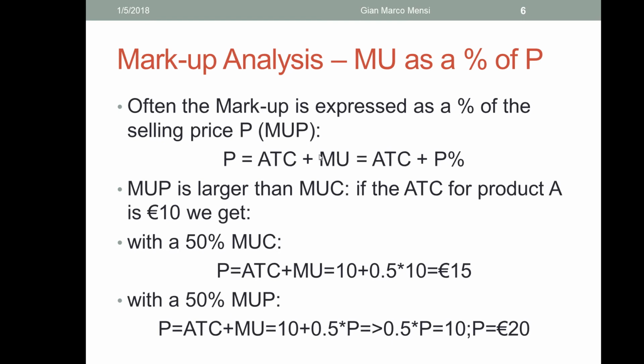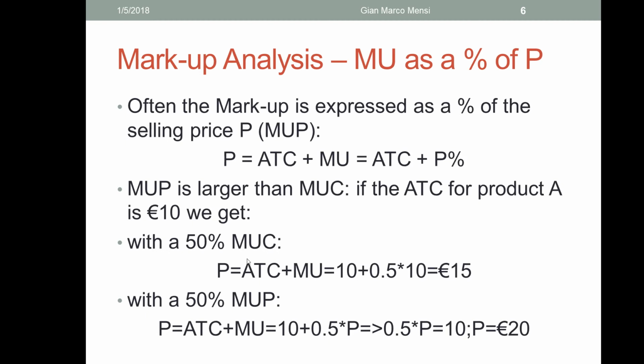Well, often it is expressed as a percentage of selling price, especially in commercial enterprises. What we have here is that price is equal to the markup plus the average total cost, but the markup is not expressed as a percentage of the average total cost, but as a percentage of price itself. So, markup as a percentage of the price is larger than a markup as a percentage of cost. Why? Think about the example I put down.